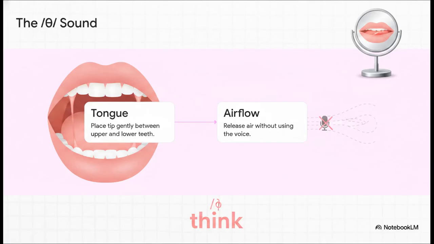Now let's get physical with some direct articulatory practice. To make the th sound, like in the word think, there are two mechanical steps. Step 1, you place the tip of your tongue gently between your upper and lower teeth. Step 2, you release the air without using your voice. It's purely physical. In the classroom, teachers can use mouth diagrams, or even better, have students do a mirror exercise. They literally watch their own lips and tongue in a hand mirror to make sure they're perfectly mimicking those exact steps.